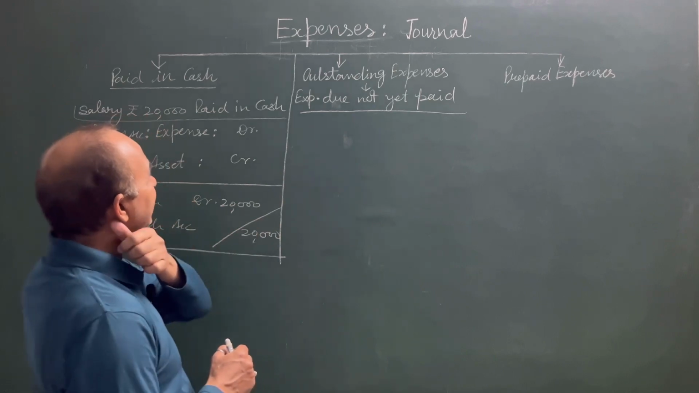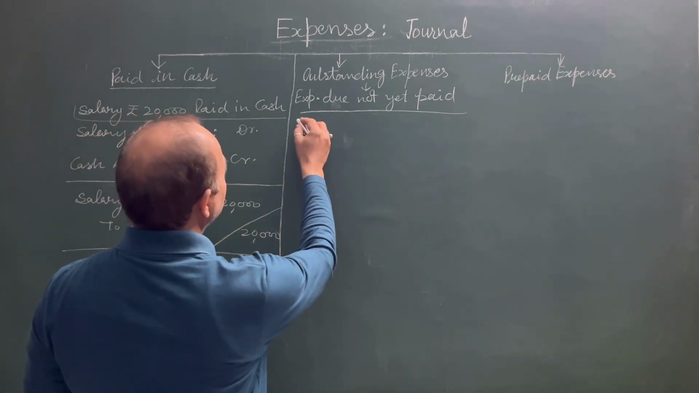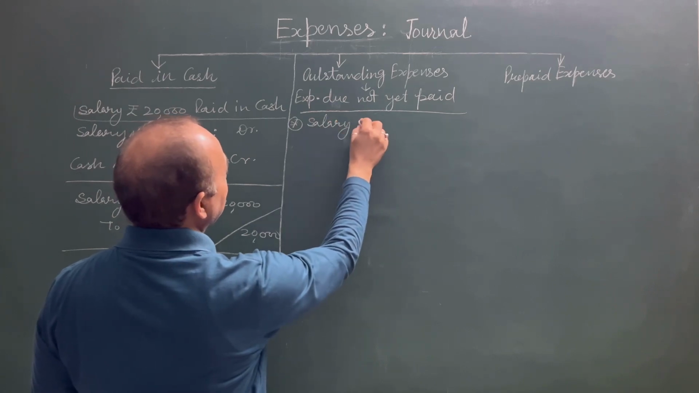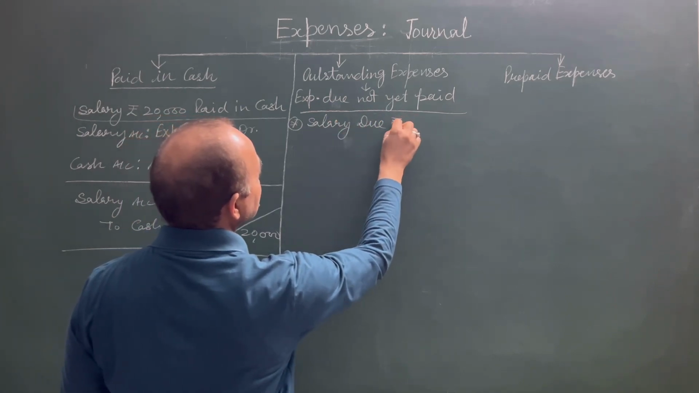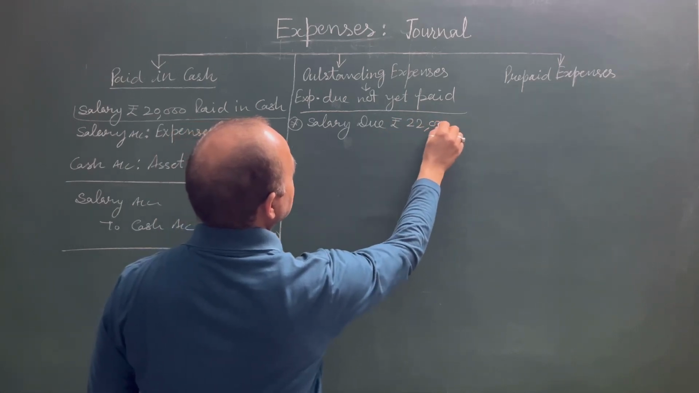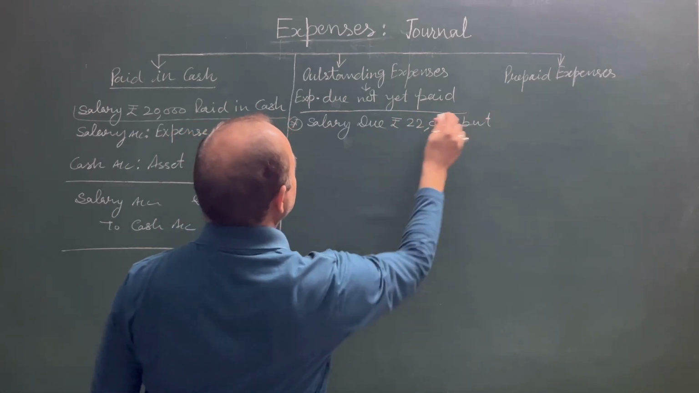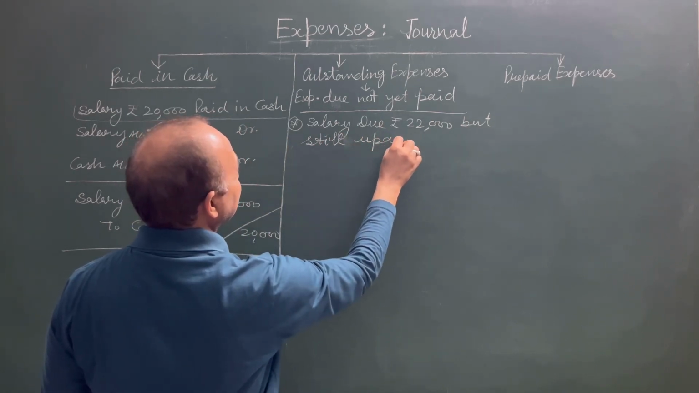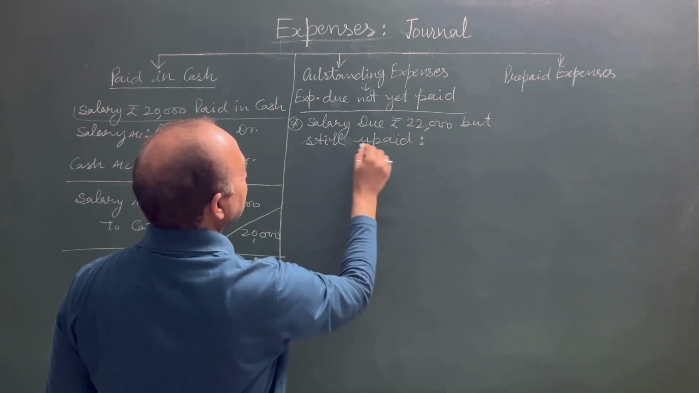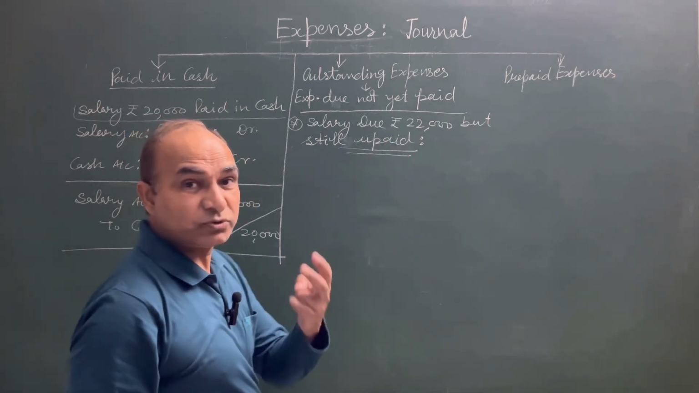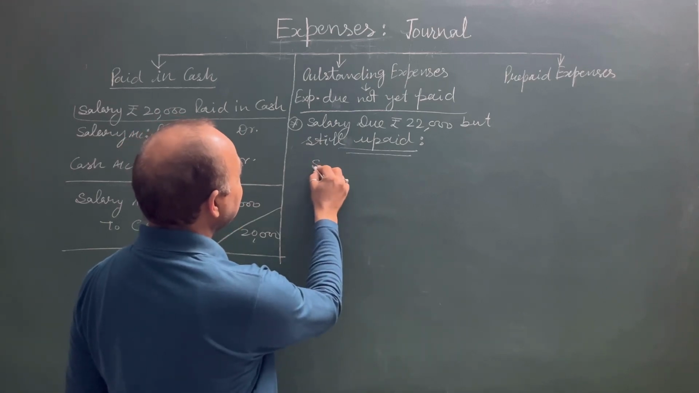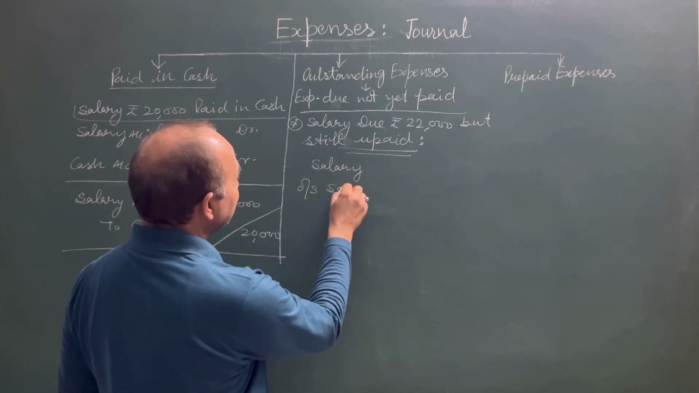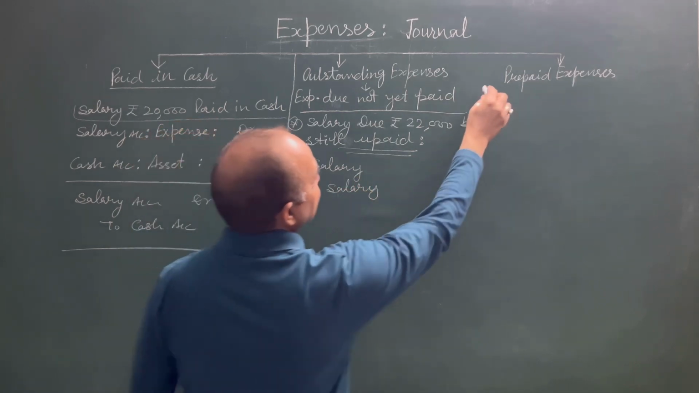So which two accounts are taking place here? Just see, for example, salary due rupees 22,000 but still unpaid. Unpaid means not yet paid. So which two accounts are taking place here? One is salary and second is outstanding salary.